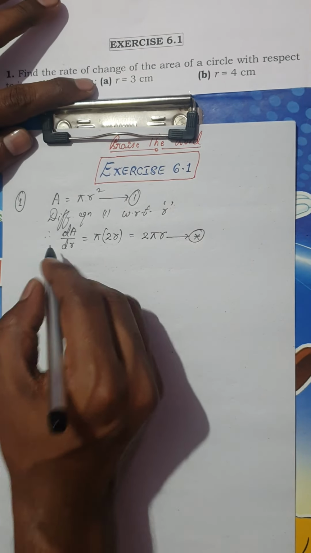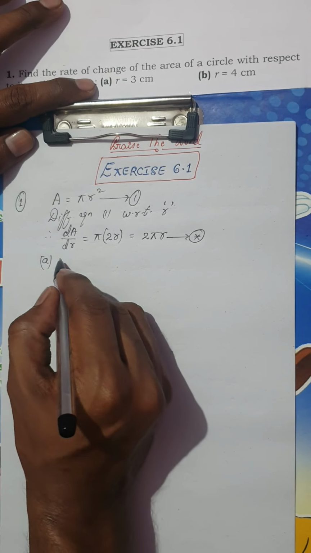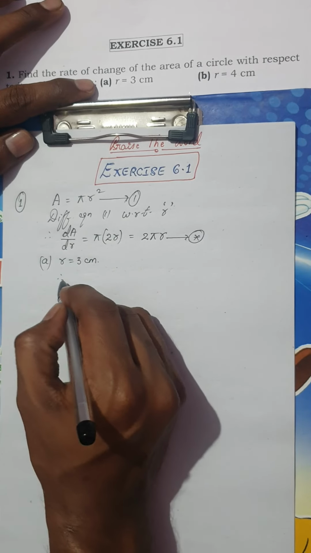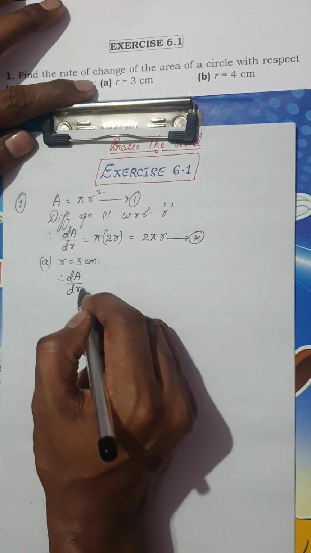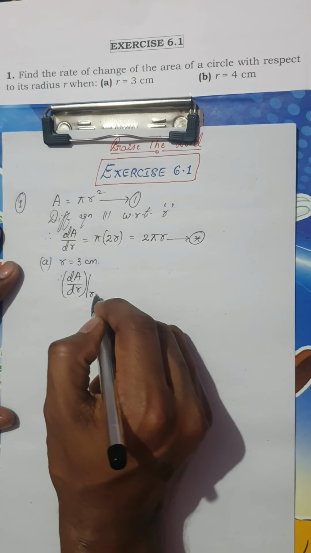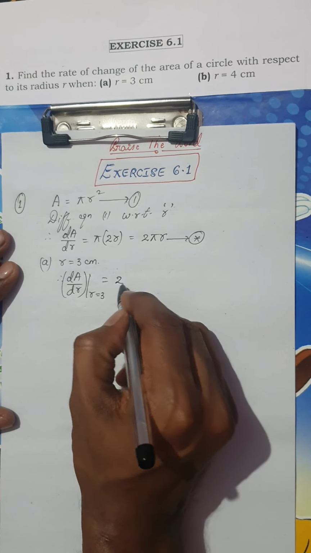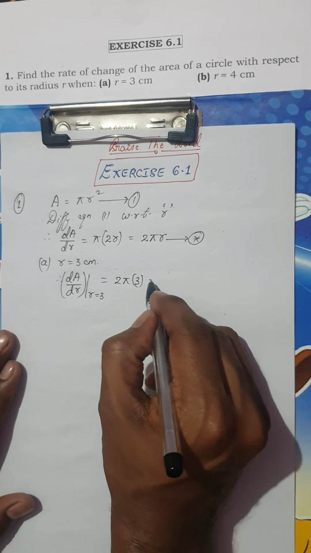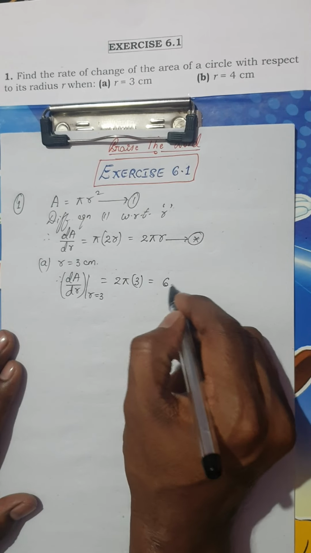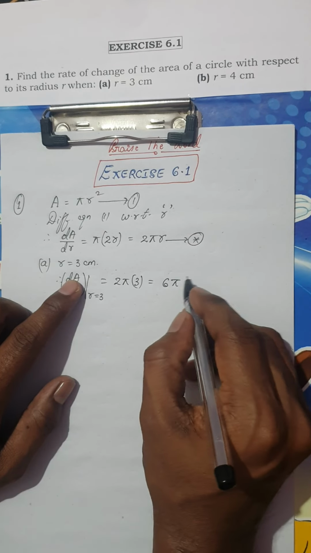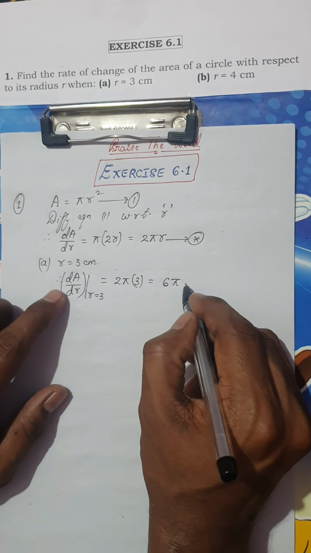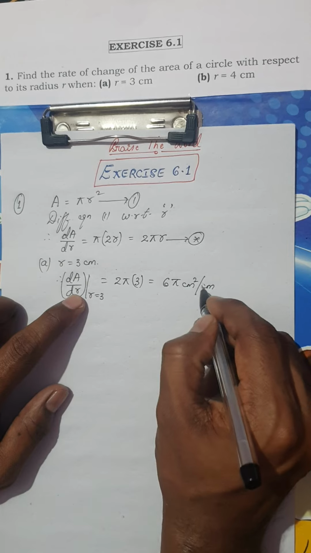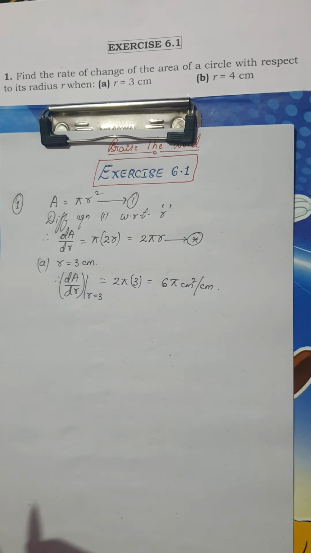Now my first case is what happens when r is equal to 3 centimeter. Okay, therefore dA by dr at r is equal to 3 is nothing but 2 pi into, substitute for r, that is 3. So this is nothing but, what is 3 into 2? That is 6 pi. So area unit is square. So unit here is centimeter. So it is centimeter square per centimeter, the unit of radius. Is it clear? So this is the solution.